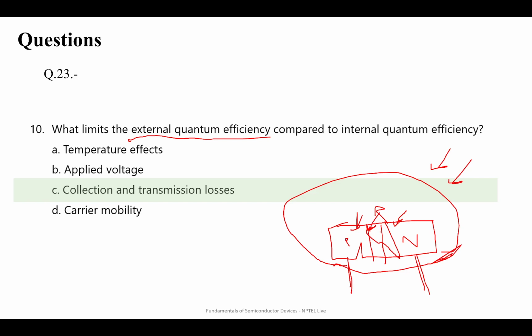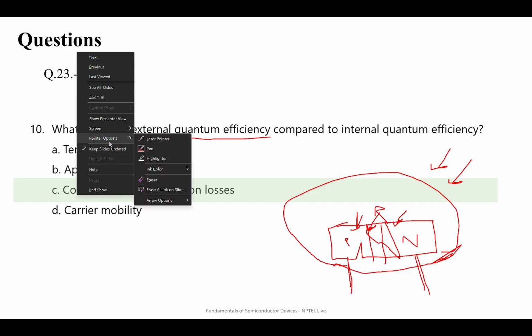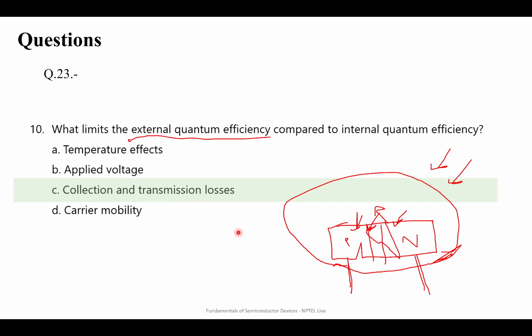Because internal quantum efficiency only talks about this region, your active region, your main device, but not the whole package that you have. Because in the real world you won't be using a bare device, right? You will be using a packaged device in the real world. So in real world terms, we talk about external quantum efficiency.